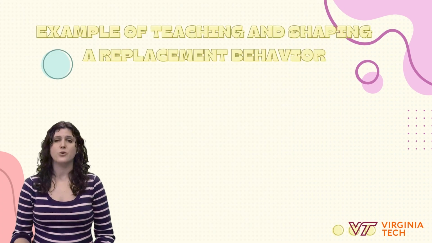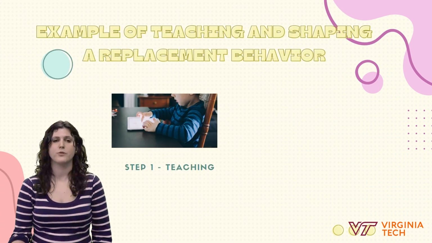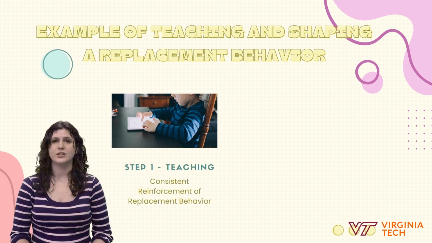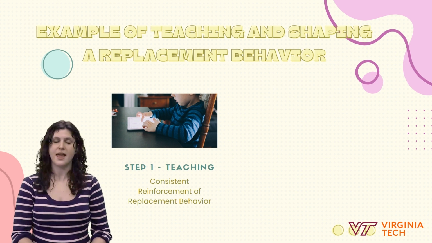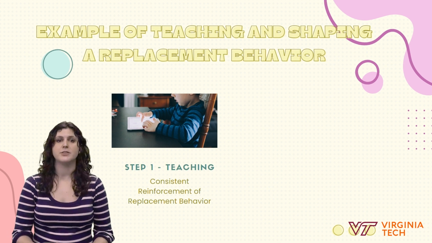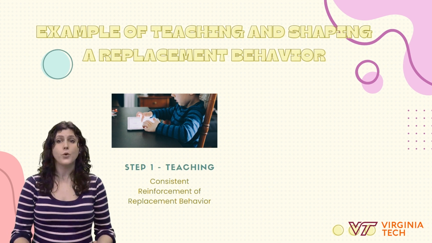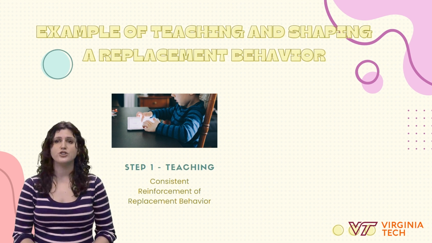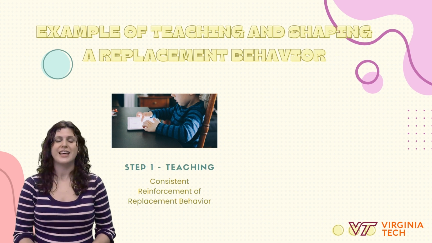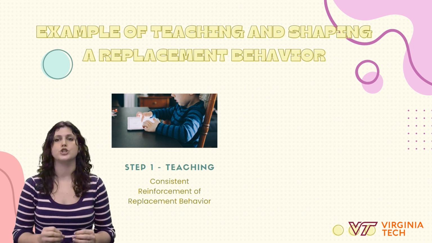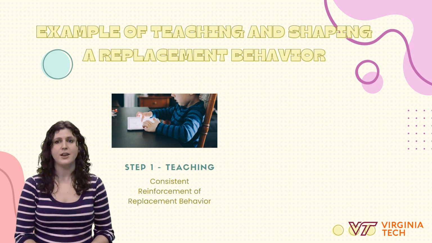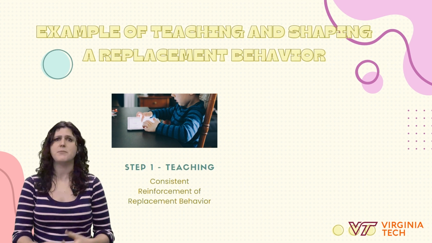As a result, in order to teach and shape the replacement behavior, we need to make sure that we are consistently reinforcing the use of the positive replacement behavior. Initially, this is going to be done all the time, every time that the child uses the replacement behavior.